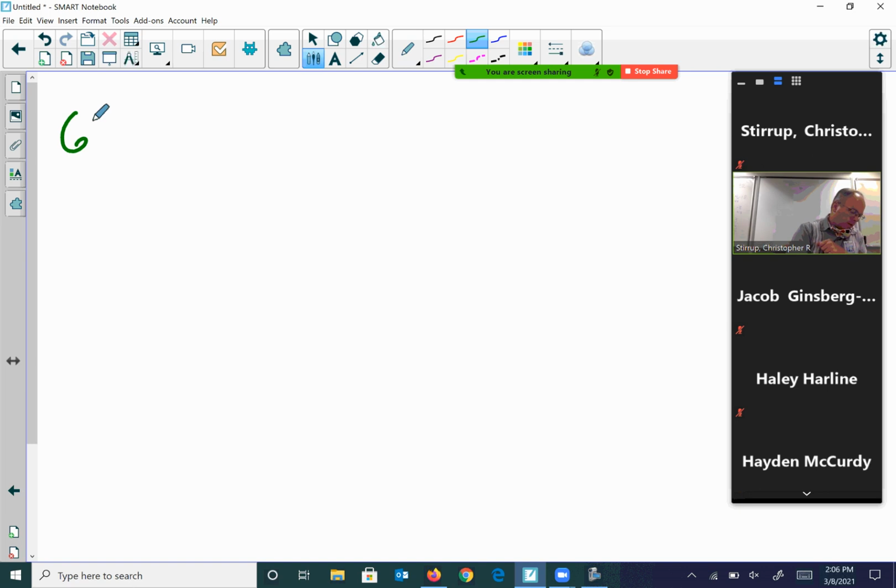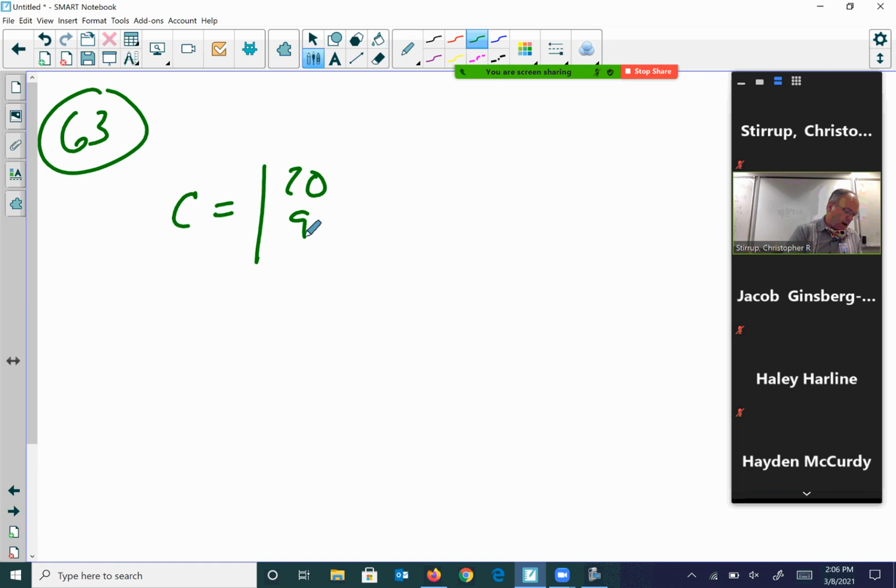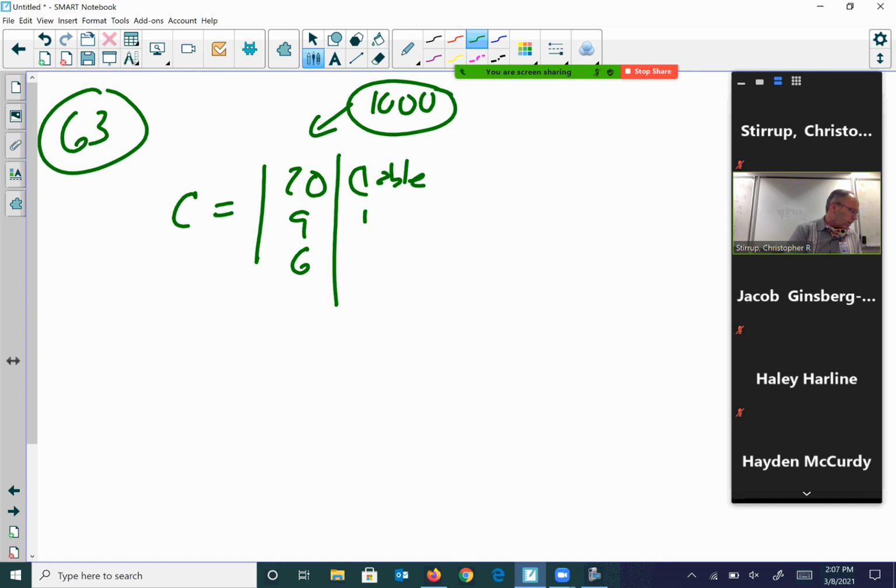So this is just a problem out of the book, and this might be something that, if you were working for a corporation, you might have the same type of idea. It says a business plans to use three methods of advertising. They're going to use cable TV, radio, and newspaper. The cost per ad in thousands of dollars is given by the matrix. So we have this matrix C, which is 20, 9, and 6, and these are in the thousands. Okay, so you'd have to multiply. So this is your cable, this is your radio, and this is your newspaper.